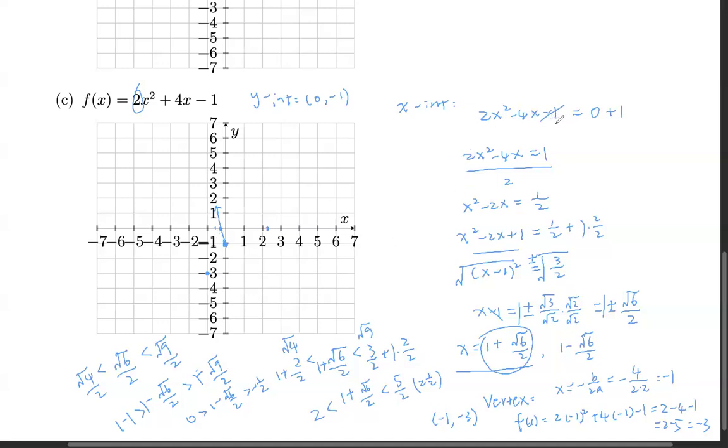Let's see. So when we solve for x-intercept means the function value equals 0. So we need to solve for x. So we move negative 1 to the other side, becomes positive 1. Then we divide by 2. We get x² - 2x = a half. We plus 1 on both sides. That's 3 halves. Then 1 plus or minus square root of 3 over 2, right? 1 plus or minus square root 6 over 2. That's right.